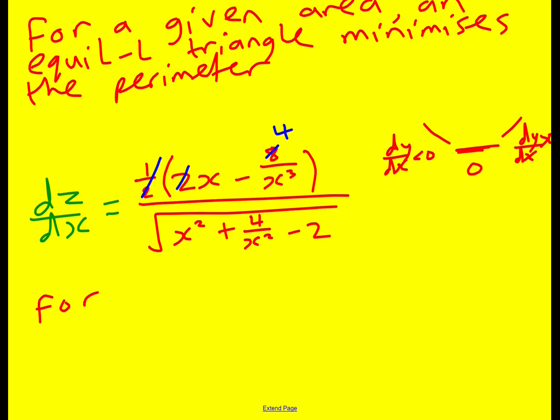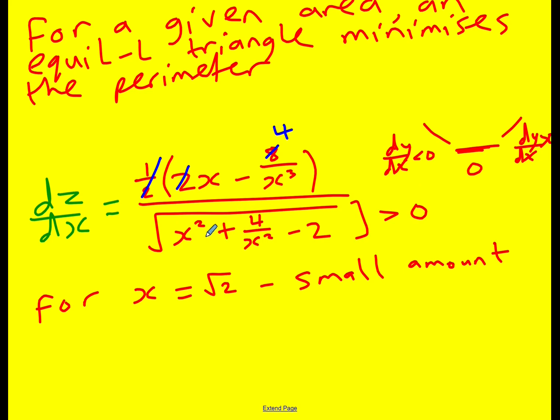But we don't have a calculator, that's one little issue. So I can say for x equals root 2 minus a small amount. Just going to say it like this. Well, this thing here is definitely going to be positive. This thing here is always going to be greater than 0 because I'm adding, well, for the values we're talking about anyway. I think probably for all values, in fact.